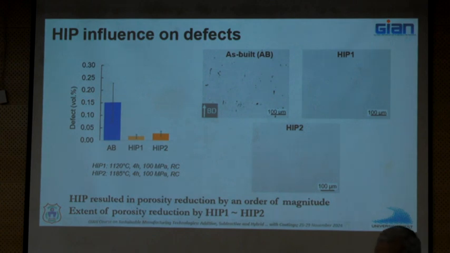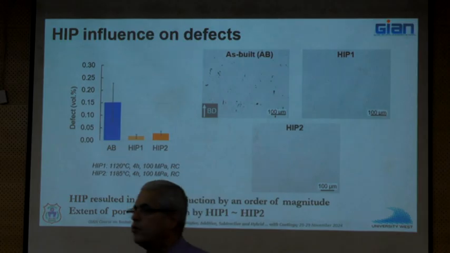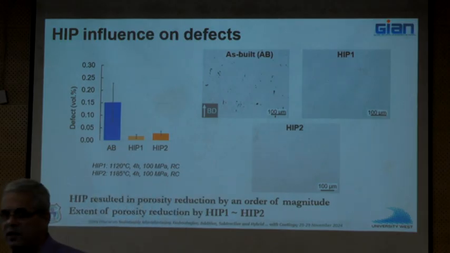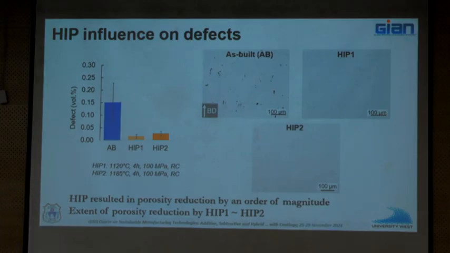The next question which came to our mind is, if you are going to HIP anyway, and certain applications make HIP unavoidable, so if you are going to HIP in any case, how does it matter how you have built it, right? Is that a good logic? Suppose the application requires me to HIP, then why should I worry about optimizing my EBM parameters, for example, to get a very good build? Why should I care, because I am going to HIP it later. Is that a good argument? It's not a good argument.